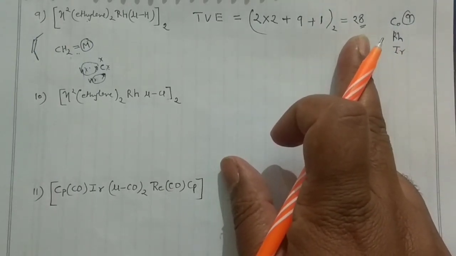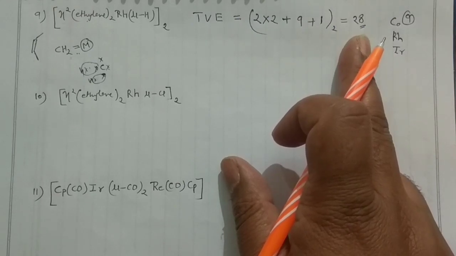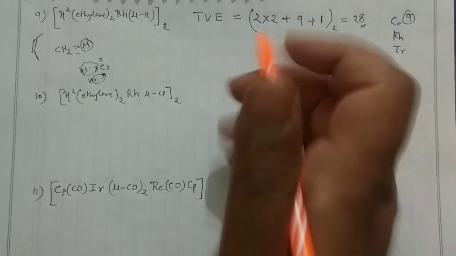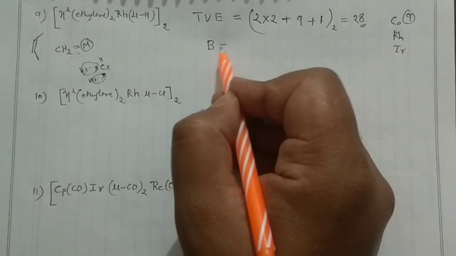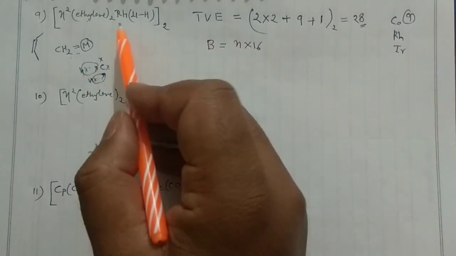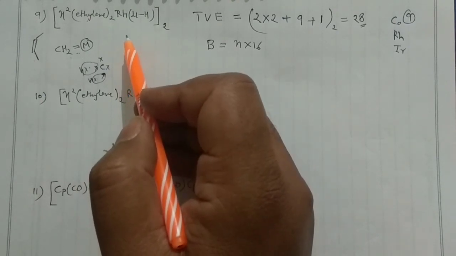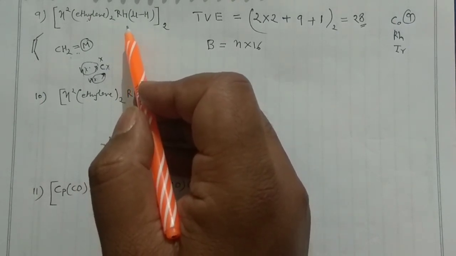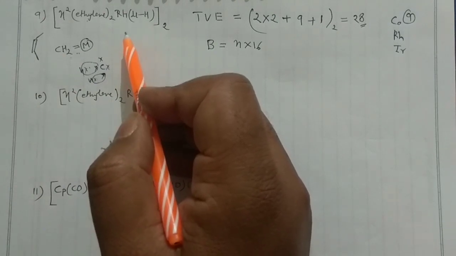So that means it is not following your 18 electron rule, it is following your 16 electron rule. So then you will use that formula to determine B. B equals n into 16 minus A. If you have this type of question in your examination, then it will be given in the question whether it is a square planar complex or whatever.